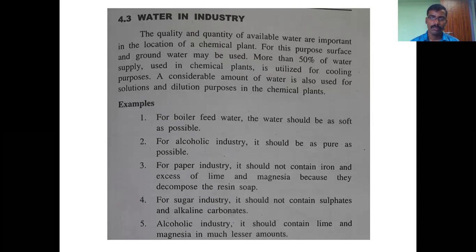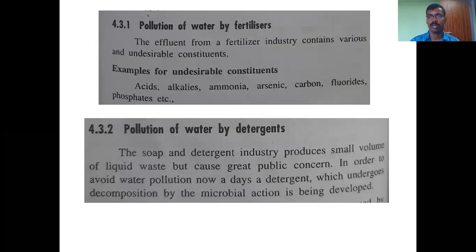Example: for boiler feed water, the water should be as soft as possible. For the alcoholic industry, it should be as pure as possible. For the paper industry, it should not contain iron and excess of lime and magnesia because they decompose the resin soap. For the sugar industry, it should not contain sulfate and alkaline carbonates. For the alcoholic industry, it should contain lime and magnesia in much lesser amounts.